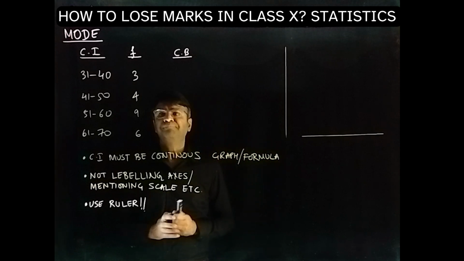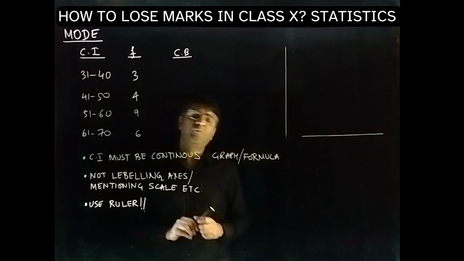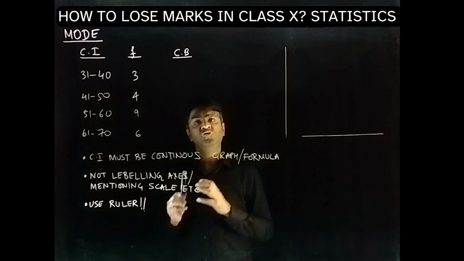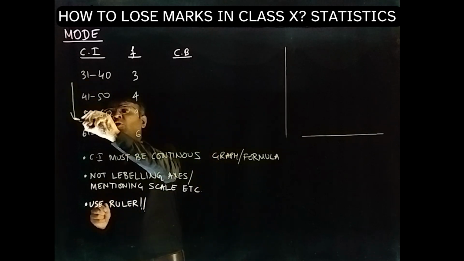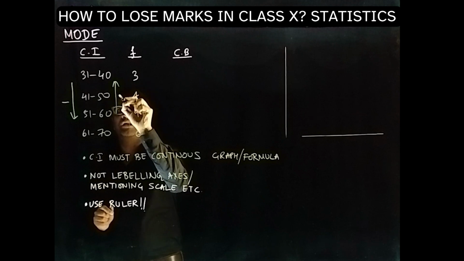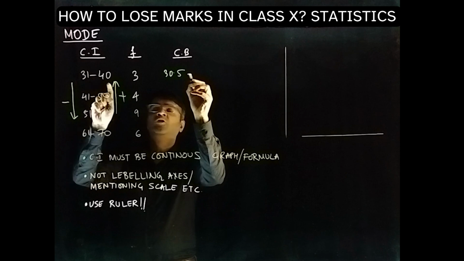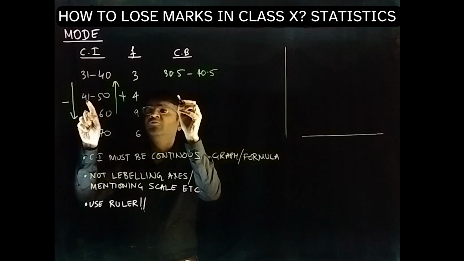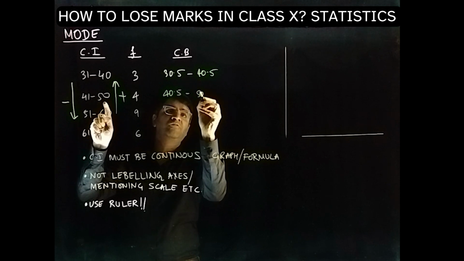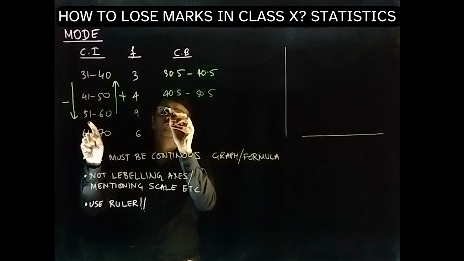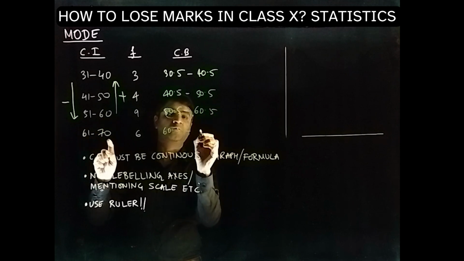So how do I convert? I will subtract 0.5 from the lower limit and add 0.5 to the upper limit to get true or actual lower limit and upper limit. So if I lower the lower limit and raise the upper limit, this is what happens. So this becomes 30.5 to 40.5. 41 minus 0.5 is 40.5. 50 plus 0.5 is 50.5, and so on and so forth. So this is going to be continuous now.